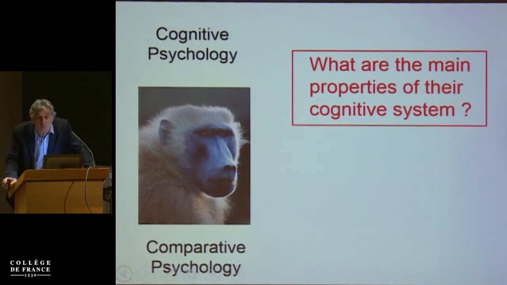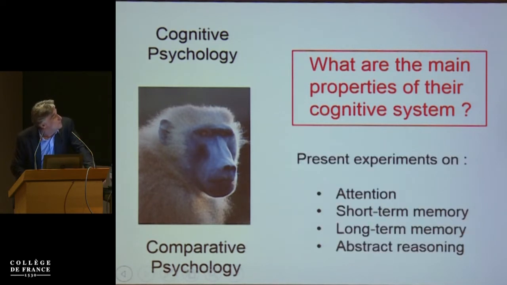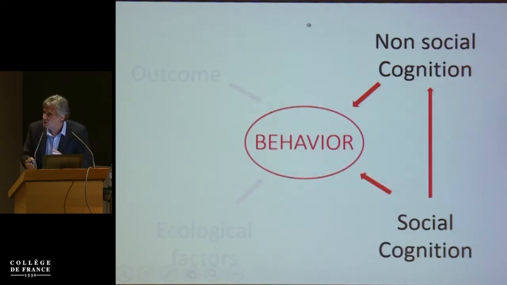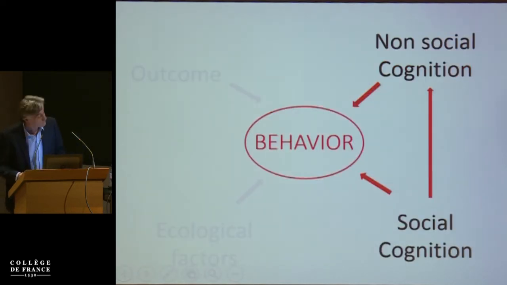And to do that, I will present some experiments that we did in the lab, and that explore different aspects of their cognitive system. So we did some experiments that I will present on attention, on short-term memory, on long-term memory, on abstract reasoning. I want to present that just to have an overview of what they can do, what they cannot do, how they differ from humans.